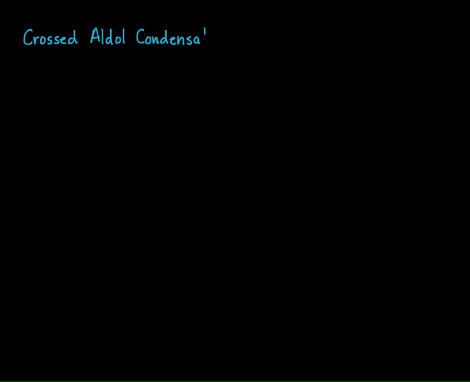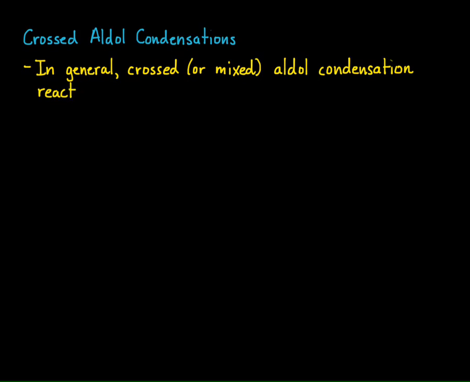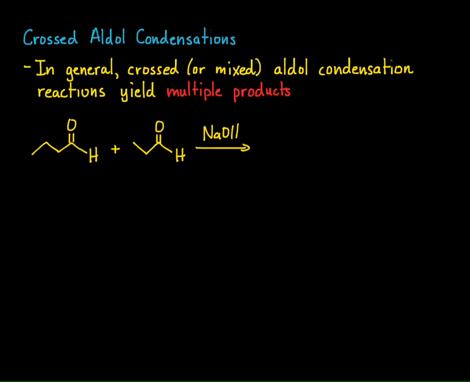Now, another twist on aldol condensations is doing what we call crossed aldol condensations. And in general, crossed aldol condensations, or sometimes we call them mixed aldol condensation reactions, yield multiple products. And this is kind of the downside to crossed aldol condensations. If we simply took two aldehydes, added sodium hydroxide to them to get them to condense, you get multiple products. So, for example, if I took butanal and propanal, mixed them in an ethanol solution, and added sodium hydroxide, what would I get? Would I get the enolate of propanal reacting with butanal, or vice versa?